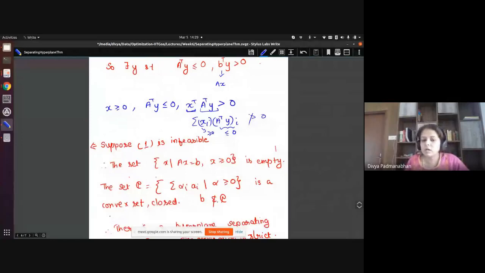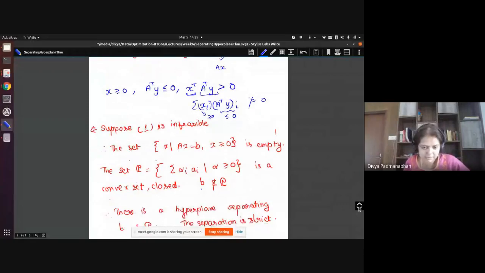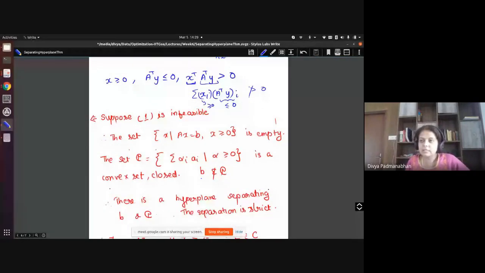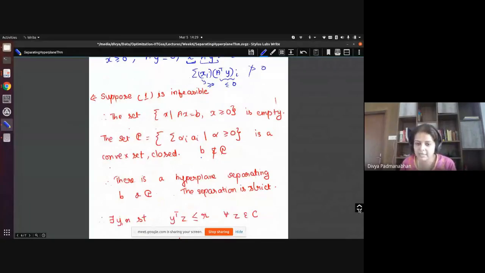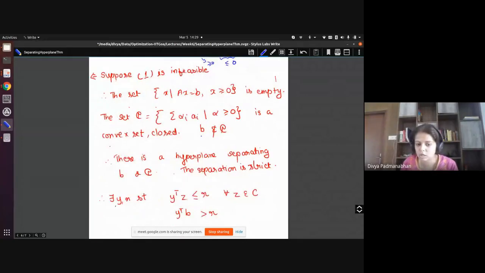So you can use the variant that we discussed in the end. b is a vector; you can view it as a point which does not belong to this closed convex set. Then immediately you have that there is a hyperplane which separates b from this set, and in this case we saw that the separation is strict. So there is a y and r, which define the hyperplane.